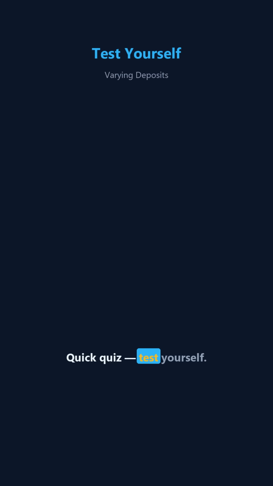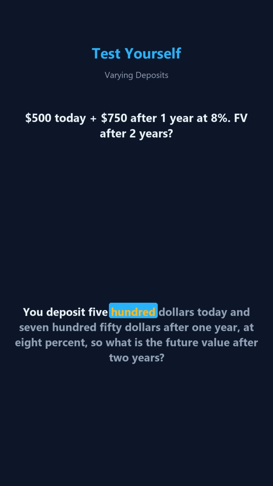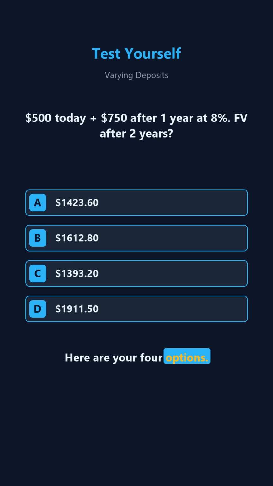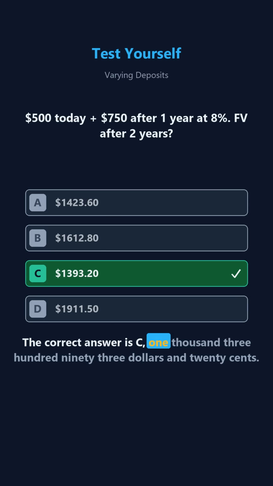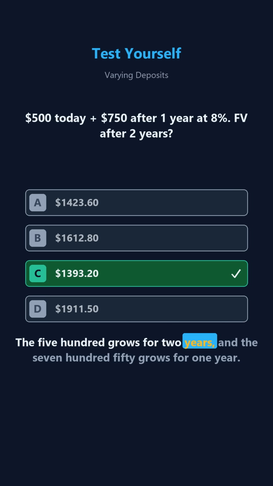Quick quiz, test yourself. You deposit $500 today and $750 after 1 year at 8%, so what is the future value after 2 years? Here are your 4 options. Pause the video and solve it now. The correct answer is C, $1,393.20. The 500 grows for 2 years, and the 750 grows for 1 year.